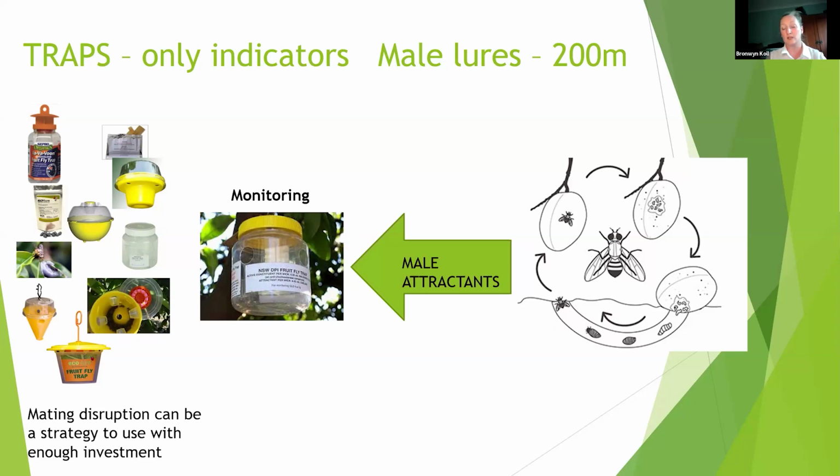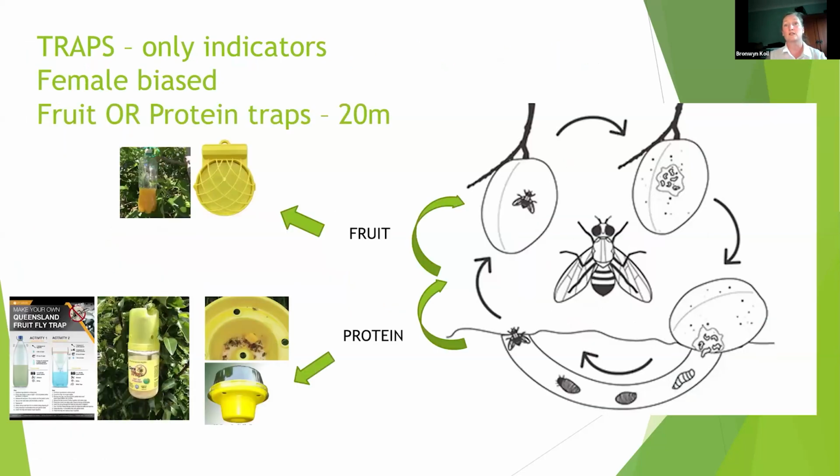Now, a fruit fly trap with a male lure can attract fruit flies in from about 200 meters away, which is significantly more than any of the female fruit fly traps or the female biased fruit fly traps can. They only work for about 20 meters because the scent of the fruit or the scent of the protein just doesn't travel further than that. There's some great recipes on our website to be able to make your own fruit-scented or protein-based trap, so it can be done at home.